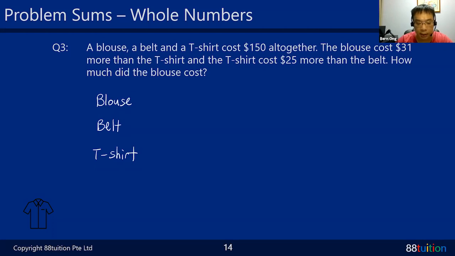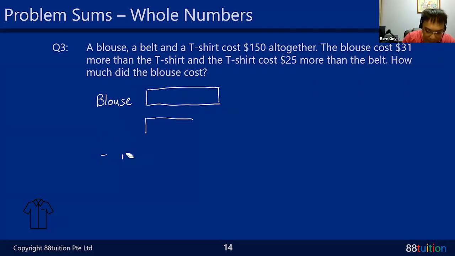So the blouse costs $31 more than a t-shirt. So usually we draw the blouse a little bit longer. So blouse is longer than the belt, is it? Oh no. Blouse is longer than the t-shirt, sorry. So we compare blouse and t-shirt first. For me, I like to slow down and start to draw model. Blouse is more than t-shirt and t-shirt is more than the belt. So the belt, I need to draw even shorter. Can you see this?